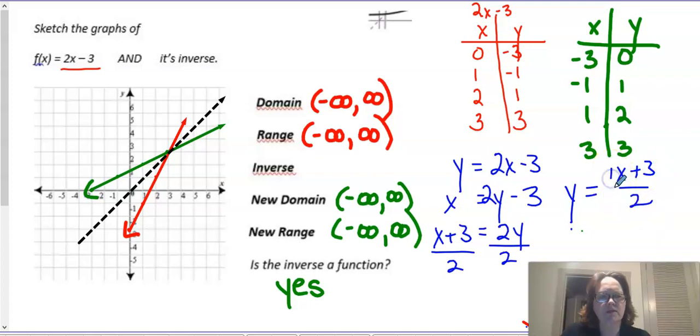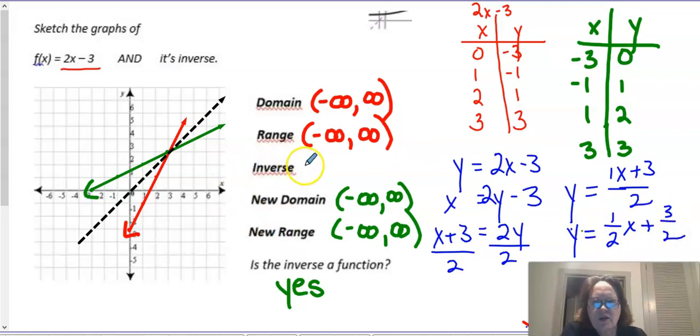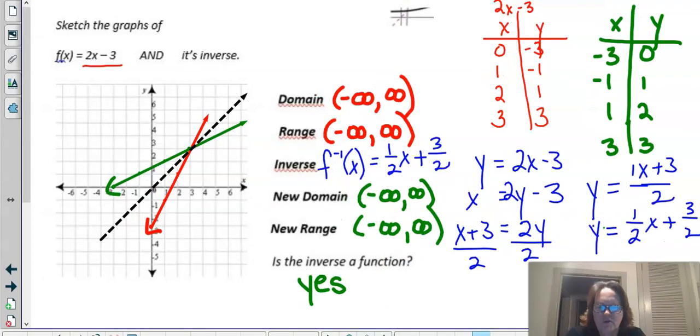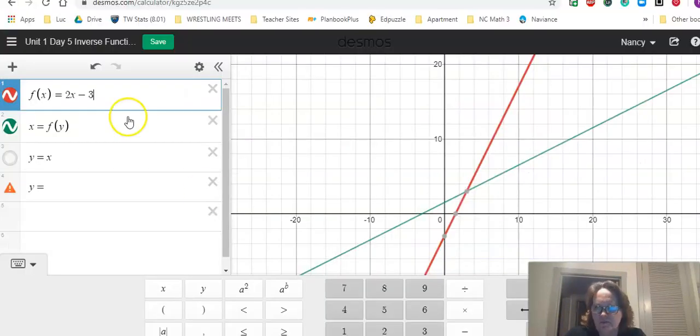But I want you to remember, it's not going to look like that on an exam. You need to separate these and divide each of them by 2. So it's going to be y equals 1/2 x plus 3/2. So then the inverse of that function is 1/2 x plus 3/2. You can go back to Desmos and type in the original.